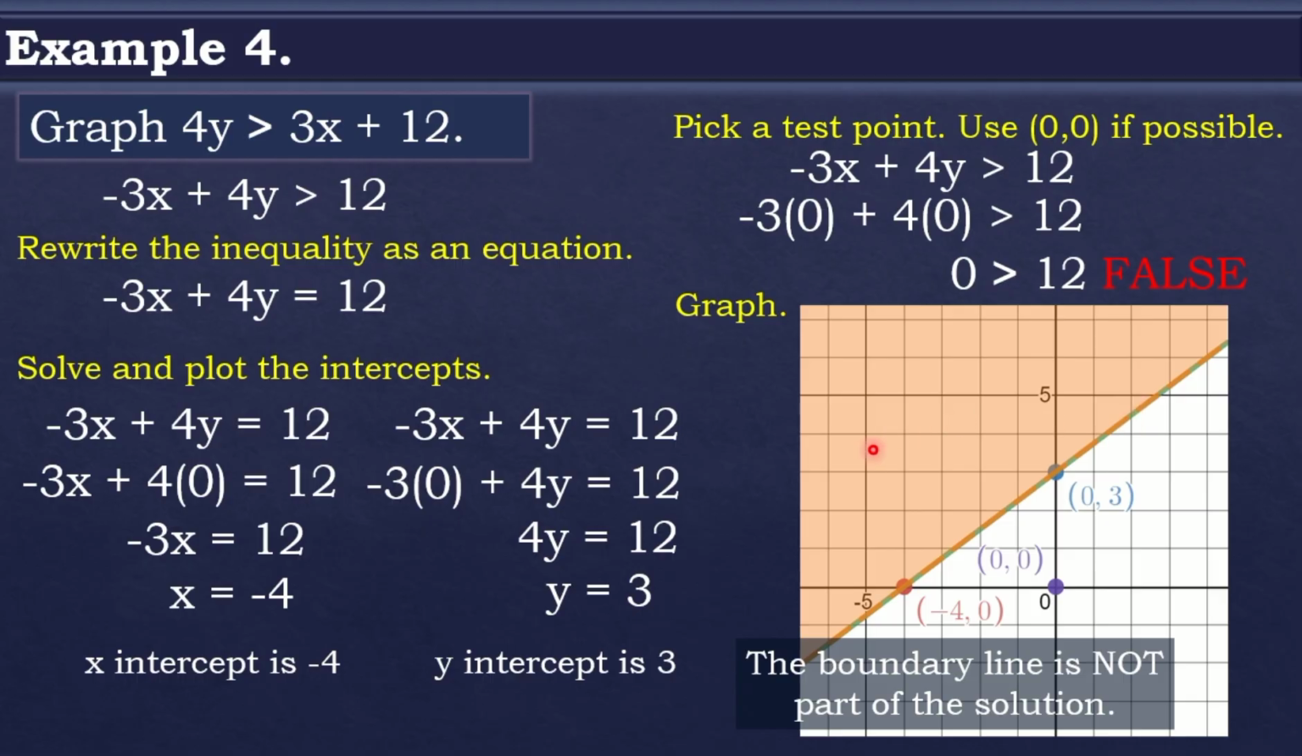And this is the graph of negative 3x plus 4y is greater than 12. So this is the graph. Or this is the graph of 4y is greater than 3x plus 12. Let's have the last example.